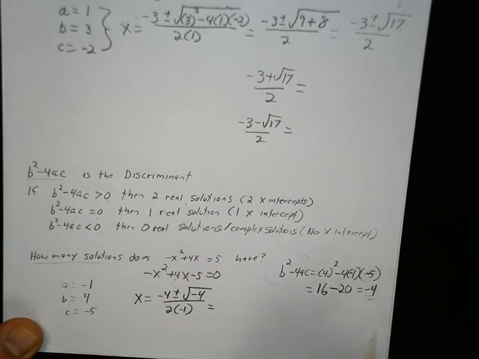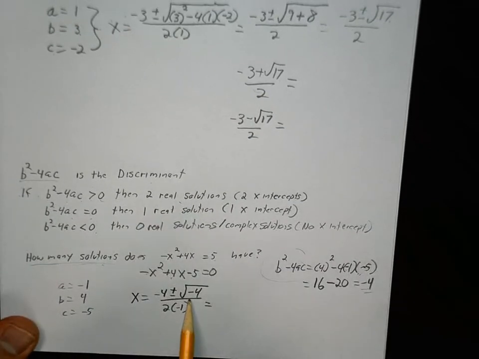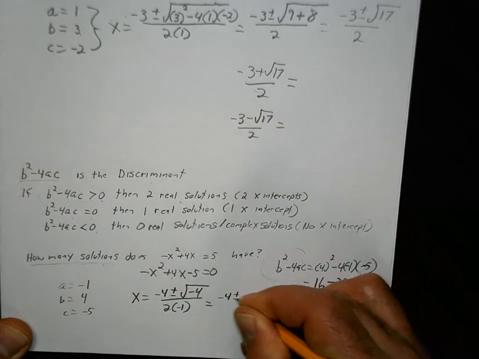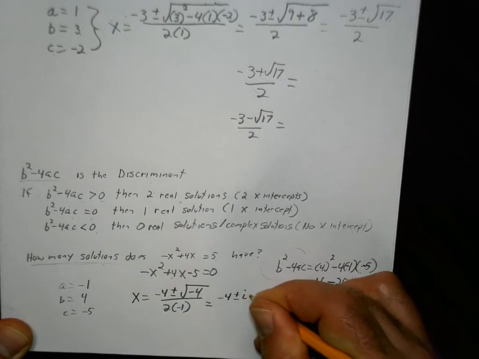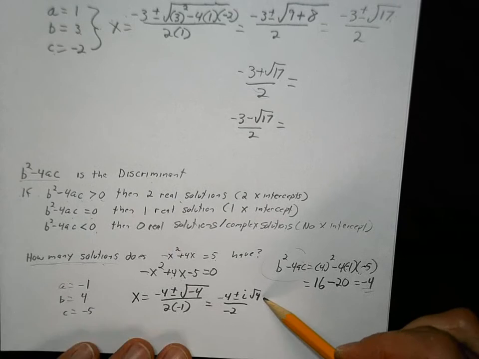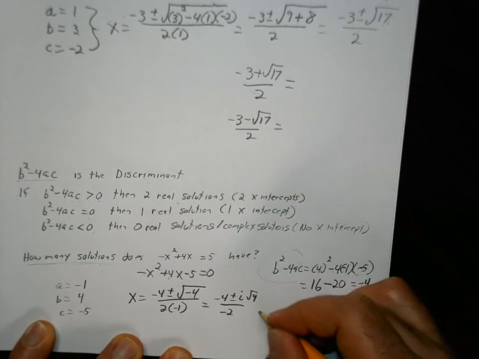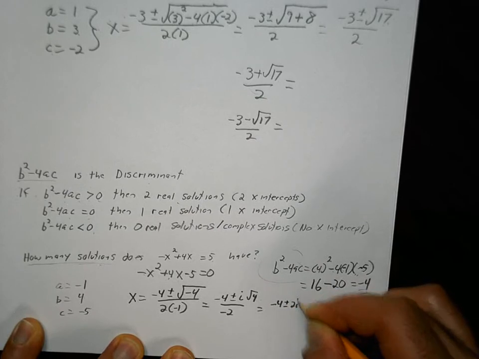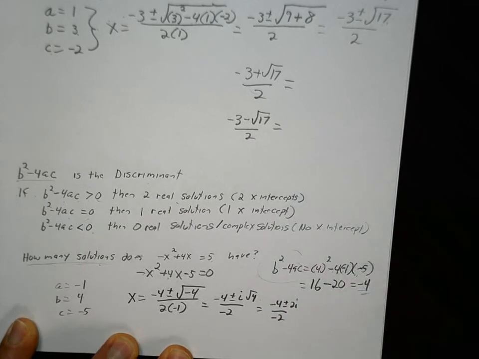Okay, so now this, going back to the last section, I can simplify this square root of negative 4 by pulling an i out of there. So it'd be i times the square root of 4 over negative 2. Well, what's the square root of 4? The square root of 4 is 2. So I can rewrite this as negative 4 plus or minus 2i over negative 2.